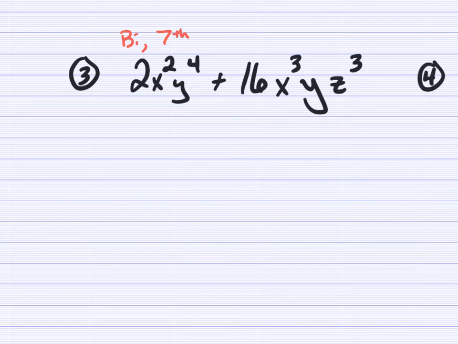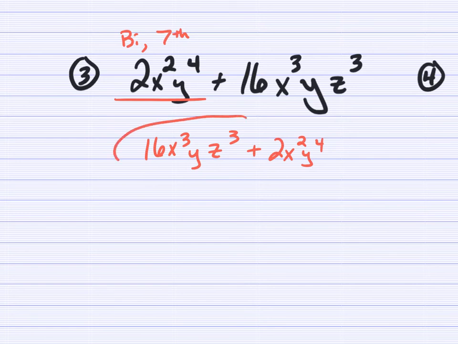Now let's write it in standard form, and again 7th degree would go first, so 16x to the 3rd, y, z to the 3rd would go first. That's a positive 2x squared y to the 4th, so I put plus. So this binomial to the 7th degree is now written in standard form.